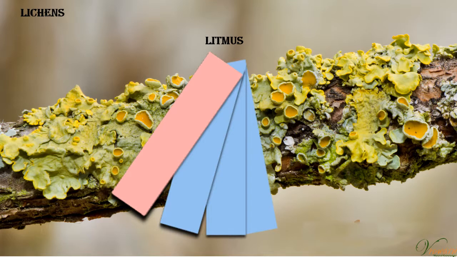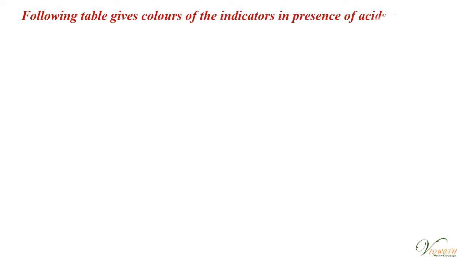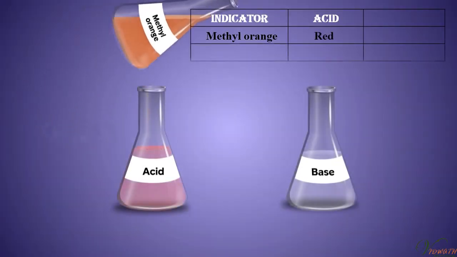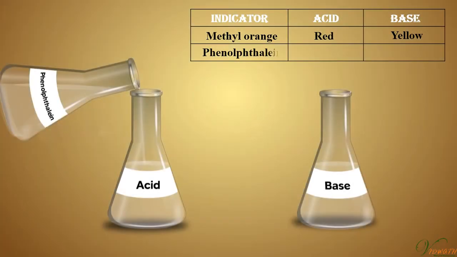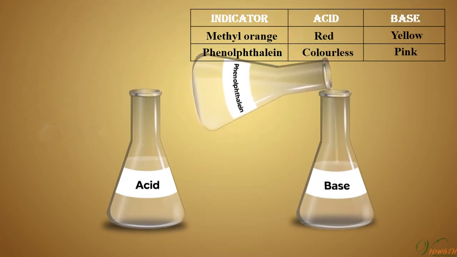Apart from natural indicators, there are a few synthetic indicators such as methyl orange and phenolphthalein. Following table gives colors of the indicators in the presence of acids and bases. Indicator: methyl orange in an acidic medium is red, in a basic medium is yellow. Phenolphthalein in acidic medium is colorless, in a basic medium is pink.